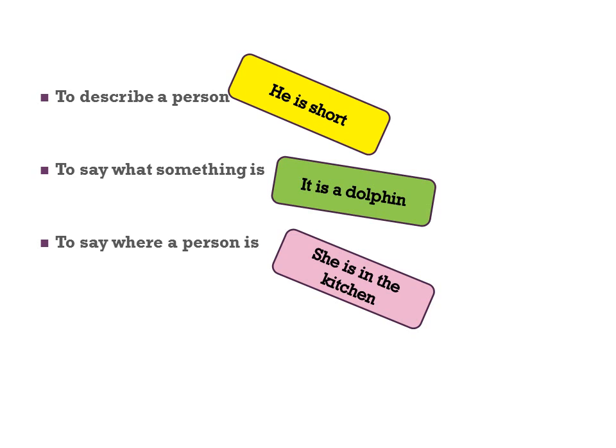To describe a person, he is short, he is tall, for example. To say what something is, it is a dolphin, it is a cat, it is a dog. Okay? To say where a person is, she is in the kitchen, she is in the bedroom, all right? She is in the living room. We are going to study vocabulary about the house later on.